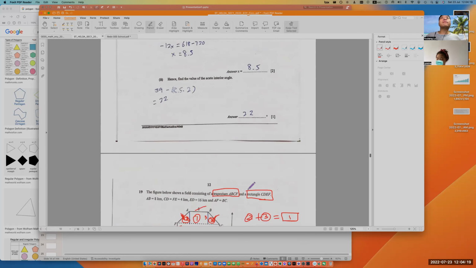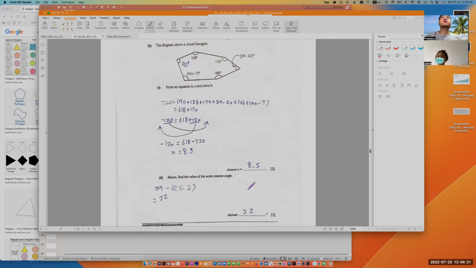Maybe you can do one more before we take a break, since it's very simple. This is a hexagon. You know what's a hexagon? 1, 2, 3, 4, 5, 6. But this is not a regular hexagon. This is a non-regular hexagon.